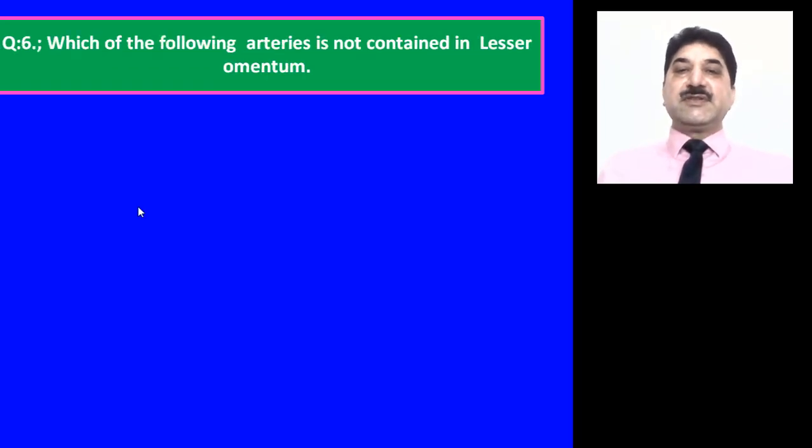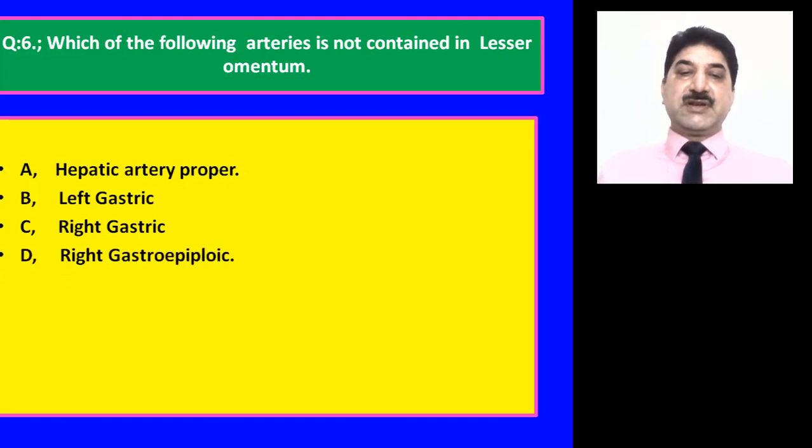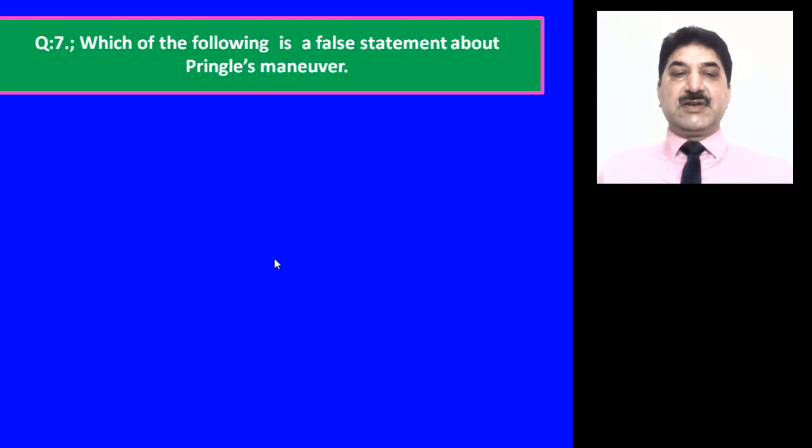Which of the following arteries is not contained in lesser omentum? Hepatic artery proper, left gastric artery, right gastric artery, right gastroepiploic artery. D is not contained in the lesser omentum. Right gastroepiploic artery is content of greater omentum.